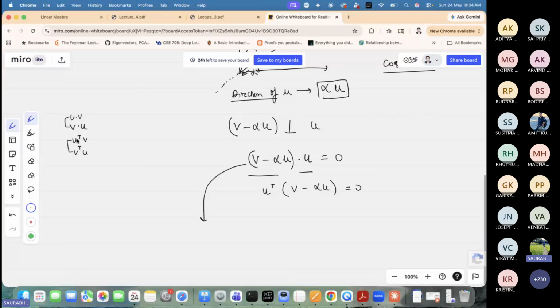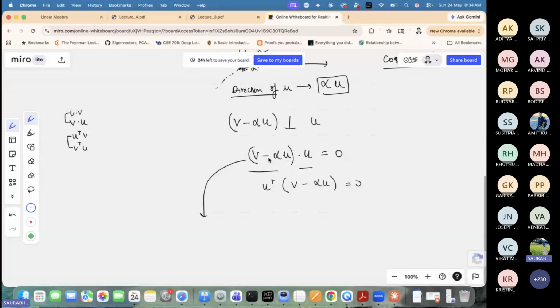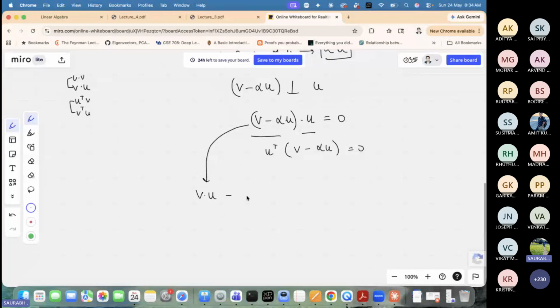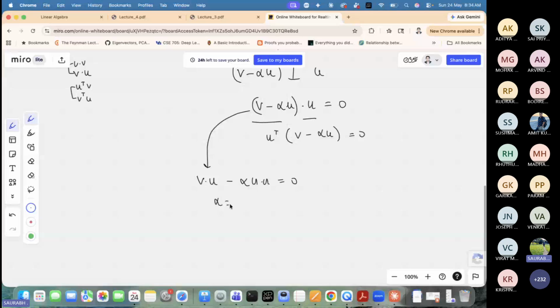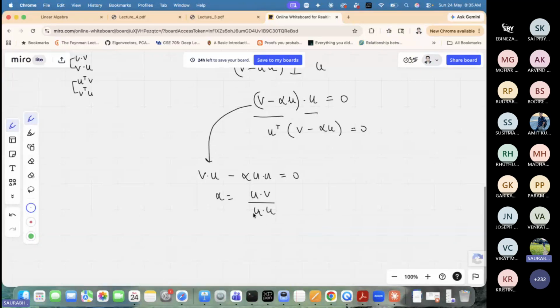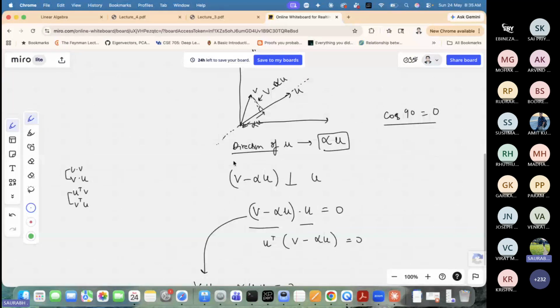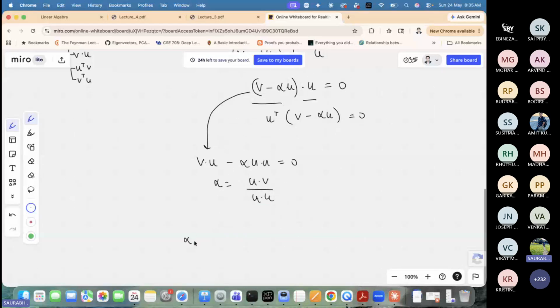So when I write it in this form, I can also write it like v dot u minus alpha u dot u equals 0, right? Or else I can write alpha equals u dot v divided by u dot u. Now we wanted to get alpha u. Alpha u would basically be the projection of the first vector v in the direction of u. So alpha u would become u dot v divided by u dot u, into u, right?